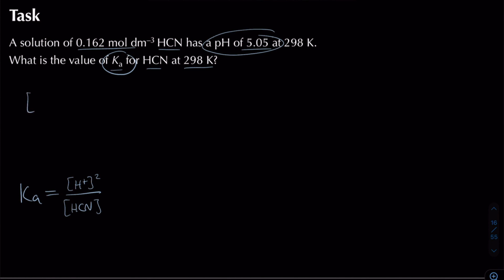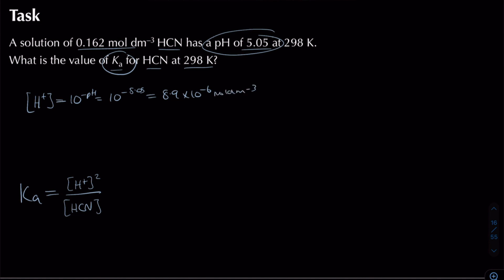And so what I'd end up with is the concentration of H plus being equal to 10 to the minus pH itself, which is going to be equal to 10 to the minus 5.05. I'll put that in my calculator, and what I end up with is a value of 8.9 times 10 to the power of minus 6, and then mole per decimeter cubed as well.